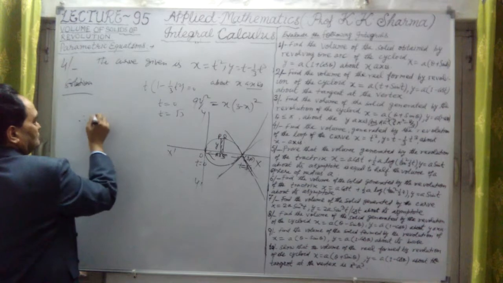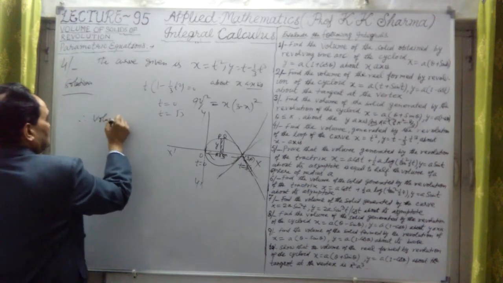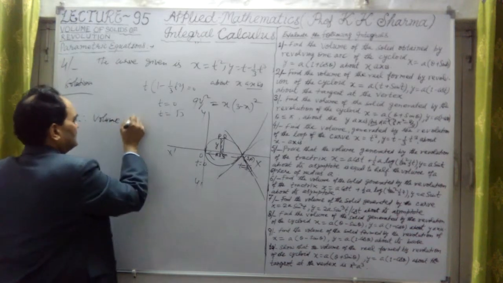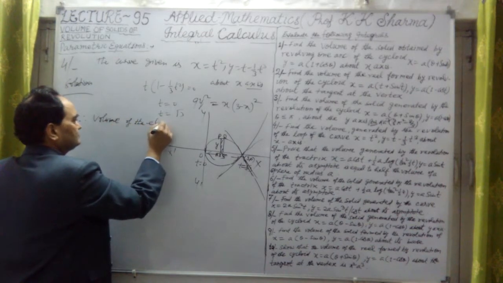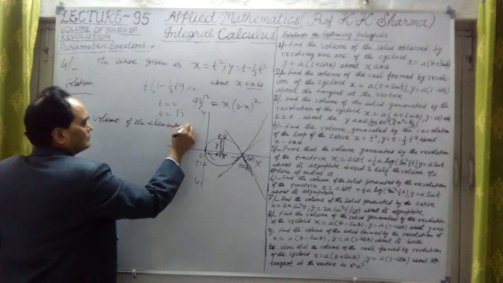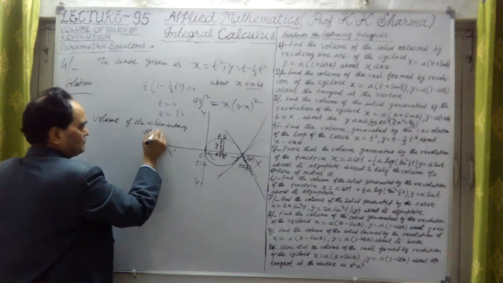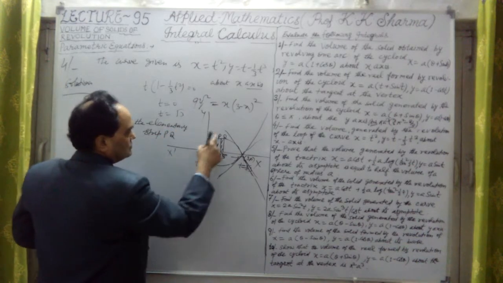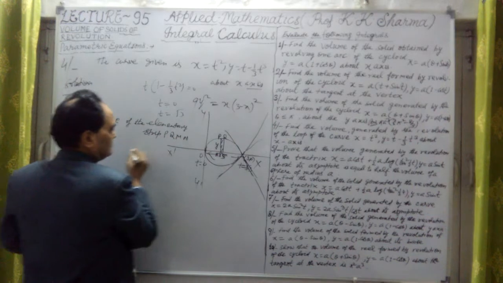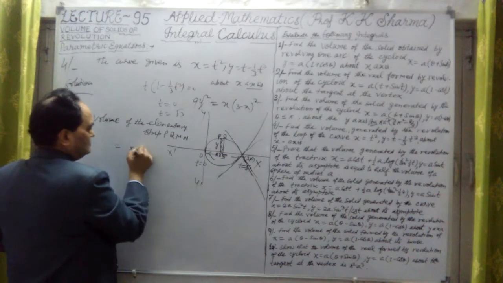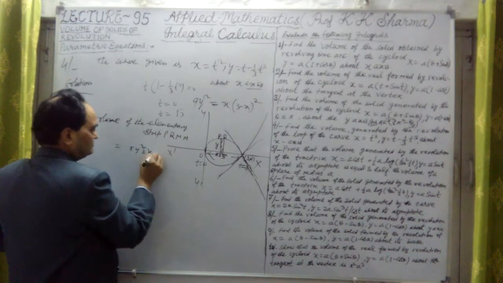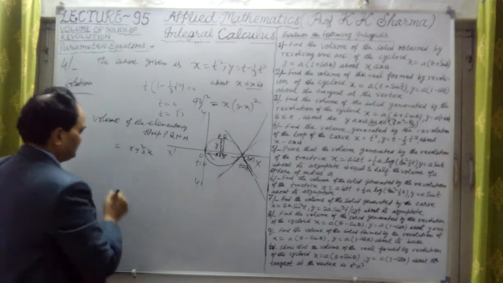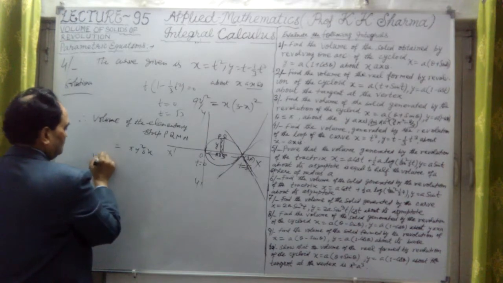Therefore, the volume of the elementary strip PQMN is equal to pi into y square into delta x. This is revolved around the x-axis.